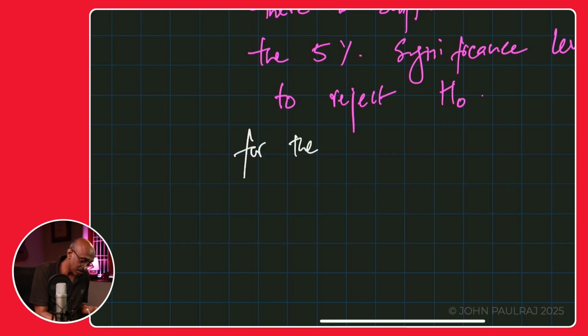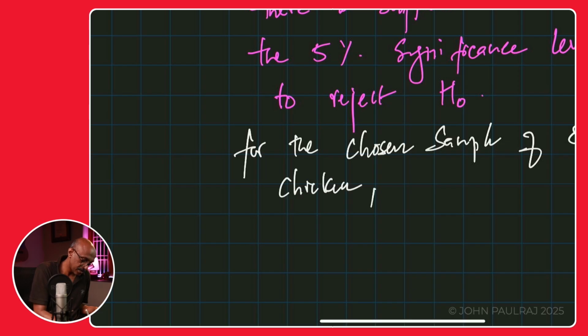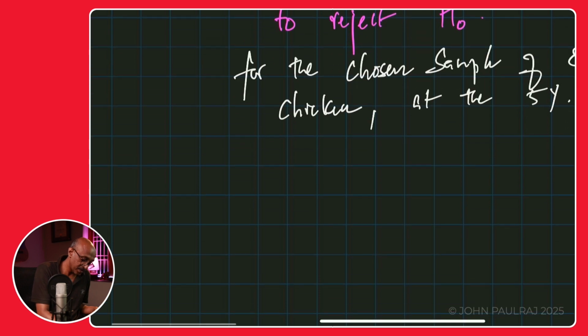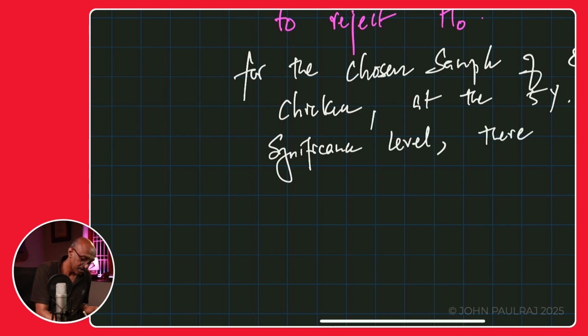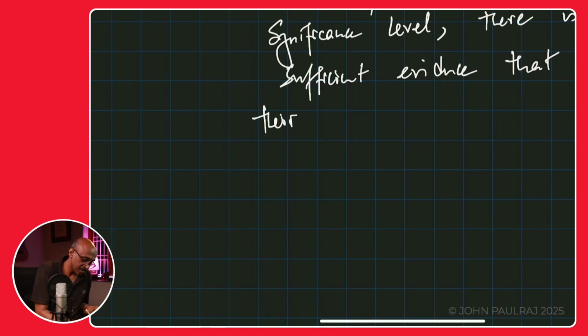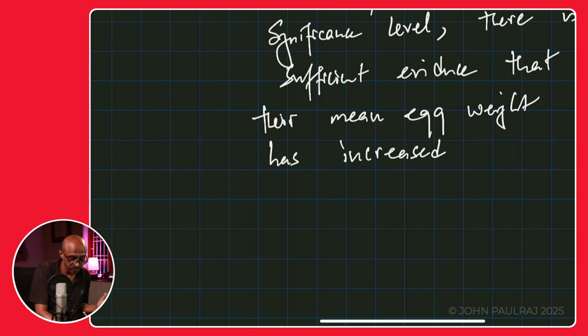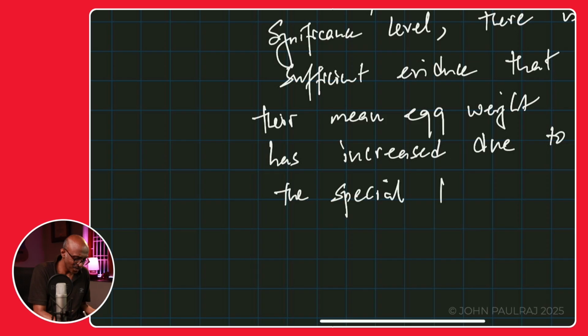For the chosen sample of eight chicken, at the 5% significance level, there is sufficient evidence that their mean egg weight has increased due to the special feed. What was it called?